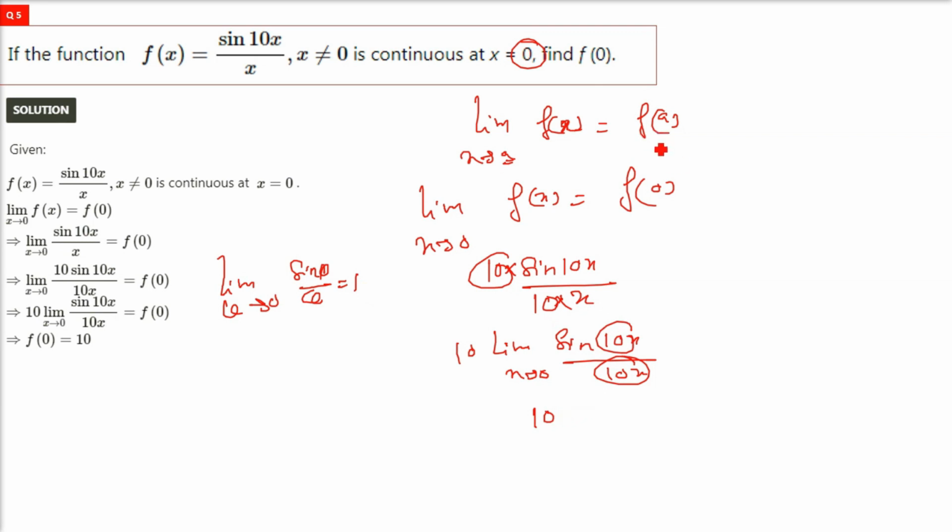So this is equal to what? This is your f(0), and it is going to be equal to 10. This is your answer.